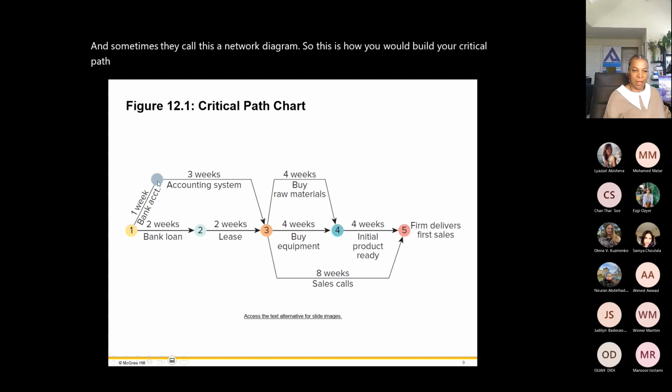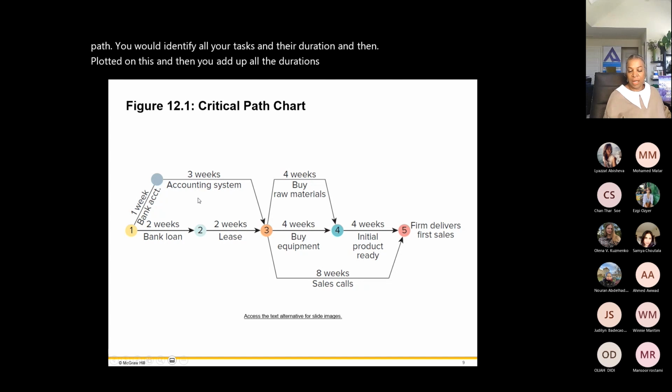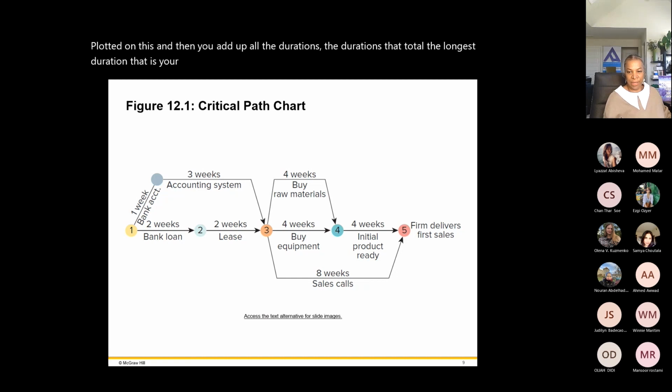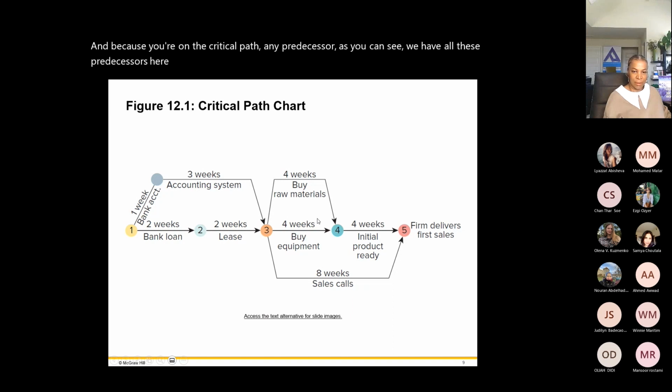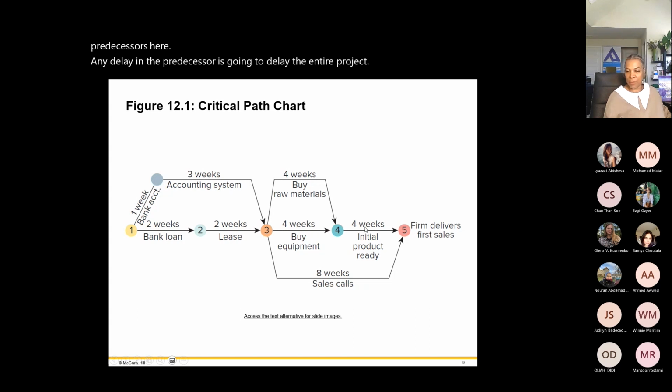You would identify all your tasks and their duration, and then plot it on this, and then you add up all the durations. The durations that total the longest duration, that is your critical path. That means that is the shortest amount of time that the project can be completed in. And because you're on the critical path, any predecessor, as you can see, we have all these predecessors here. Any delay in the predecessor is going to delay the entire project. Okay. Questions about the critical path?